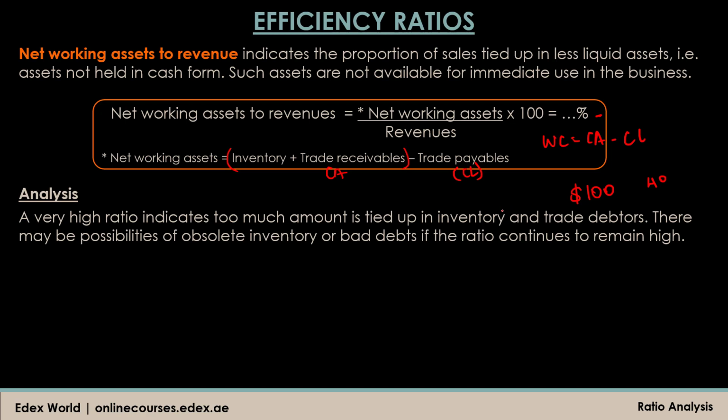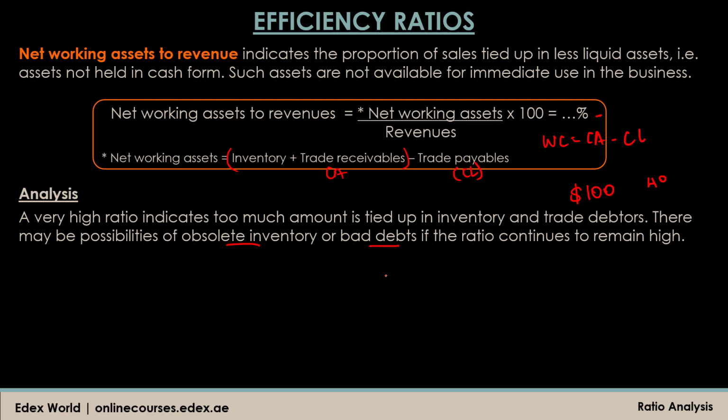If a lot of money is tied up in inventory or trade receivables, there may be chances of obsolete inventory. Also, if the debtors are not paying on time, and that is the reason why trade receivables is showing a very high amount, then there can be chances of bad debts. Overall, it shows inefficiency in the management of inventory, trade receivables and trade payables. So compared to the competitors in the industry, a firm should try to have a lower net working assets to revenue ratio.